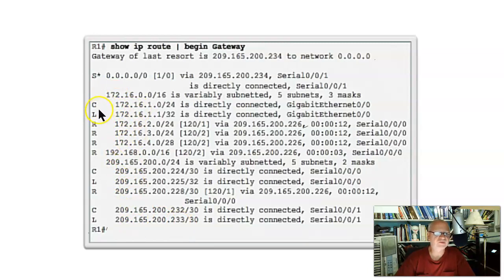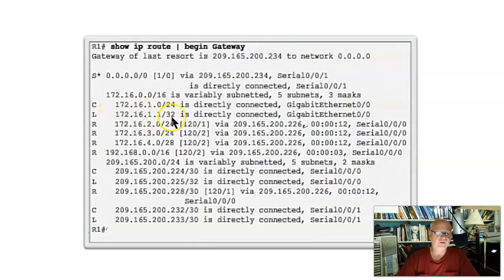Now why is there both a C and an L? The L is a fairly recent new thing in Cisco routers. Previously you only had a C, which means, hey, this network here is directly connected to this router. In other words, it's on one of the ports physically on this router. The L, the new thing here, is that this is the actual address of that port on the router. It's not the network address, it's the actual IP address of that port on the router.